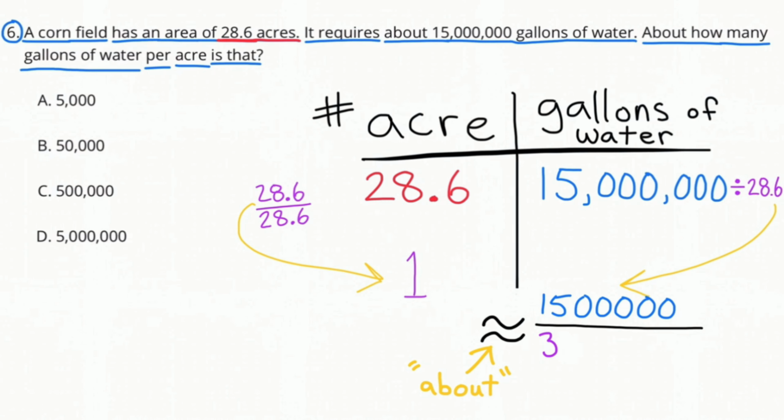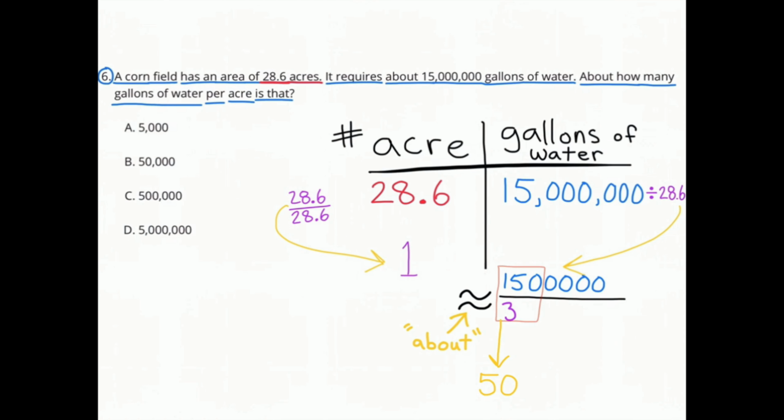1,500,000 divided by 3 is a lot like 150 divided by 3. And I know 150 divided by 3 is 50. But 150 divided by 3 is a lot smaller than 1,500,000 divided by 3. In fact, it's 10,000 times smaller, so I have to remember to bring down these 4 zeros. So 1,500,000 divided by 3 is 500,000. So I will select C, 500,000. Approximately 500,000 gallons of water are needed for 1 acre of land.